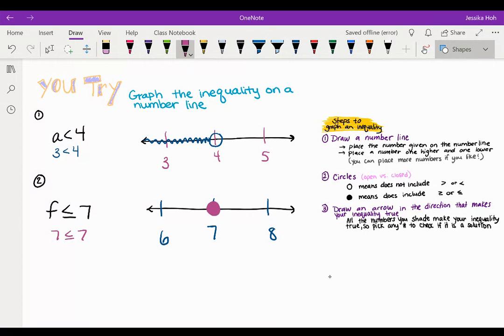And I'm going to shade to my left because if I plug in 6 for f, 6 is less than 7. When you check your answers to see if you shaded correctly, if your answer is not true, doesn't make your inequality true, then you shaded in the incorrect direction.